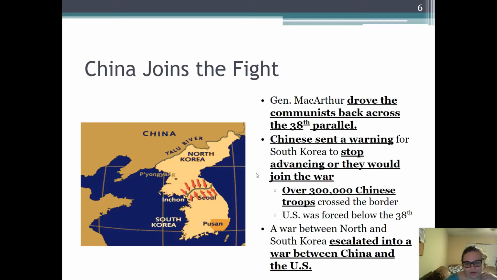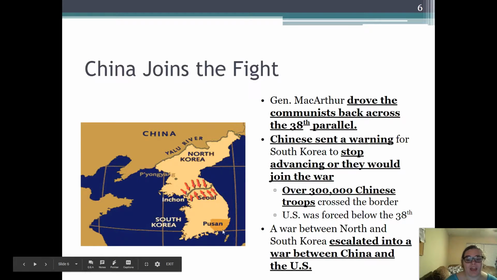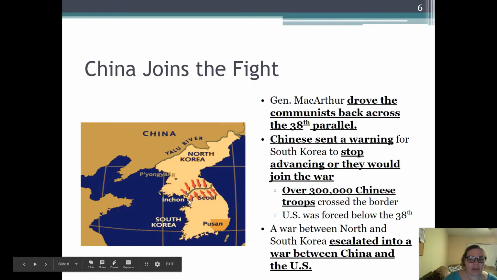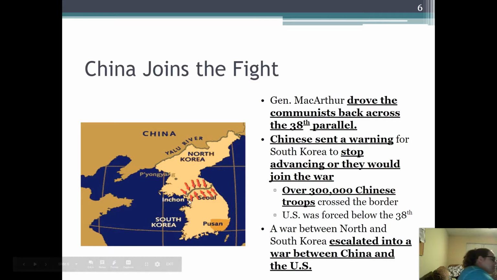And General MacArthur is kind of a genius in this. Instead of doing what everyone expected him to do, they expected him to land at Busan and combine his troops with the South Korean troops and push north. And that's not what he did. What he does instead is he lands near Incheon right here, and surprises the North Koreans, separates their forces, and very quickly starts to beat the North Koreans back up.